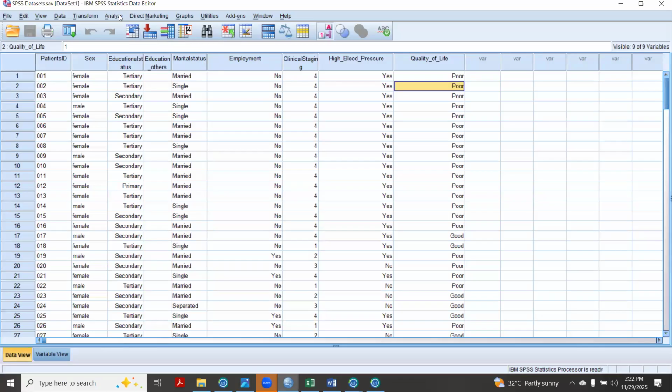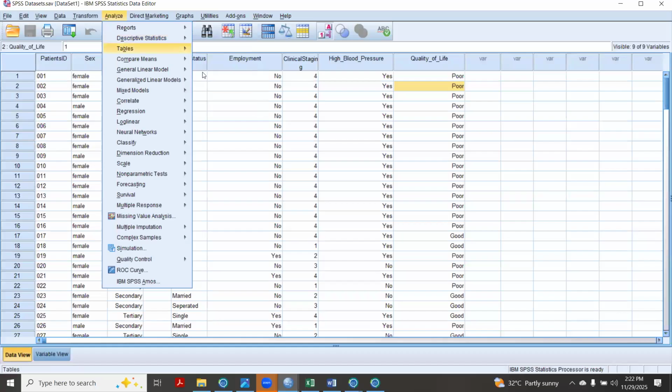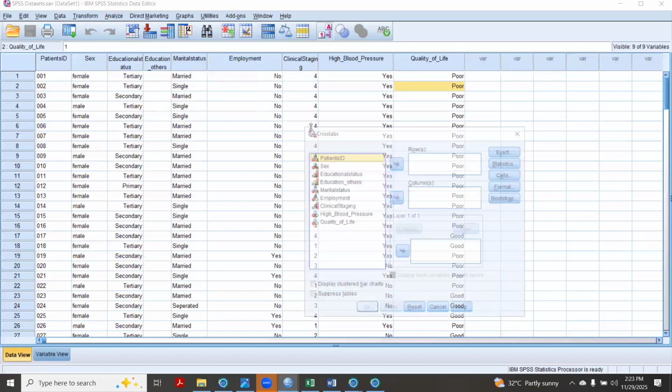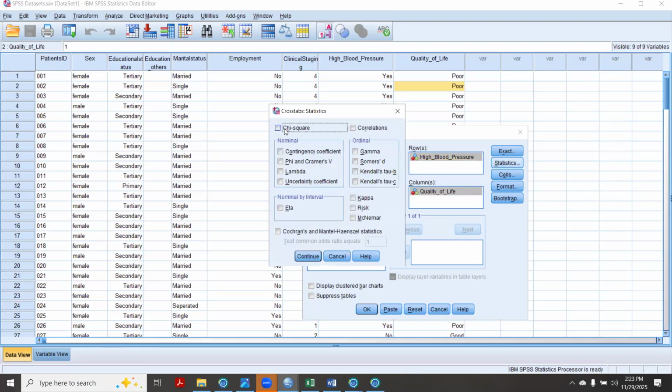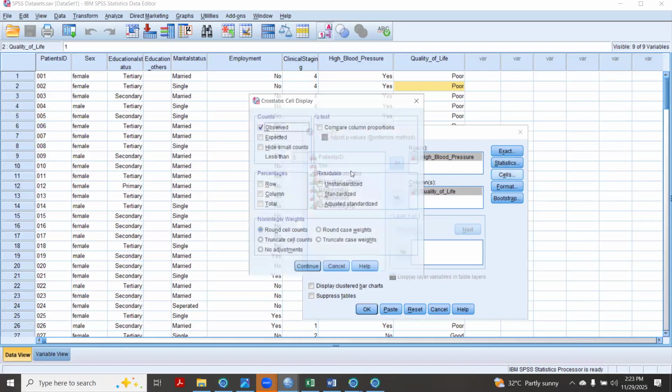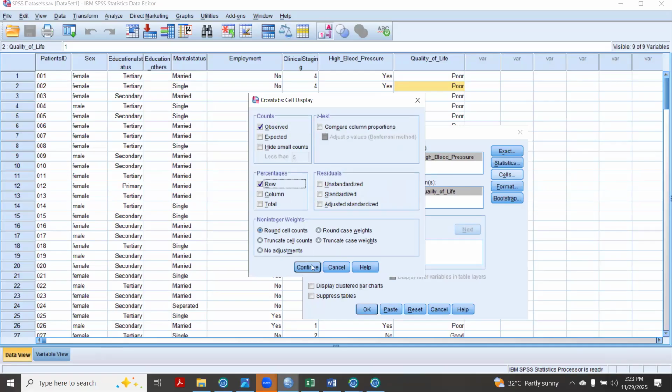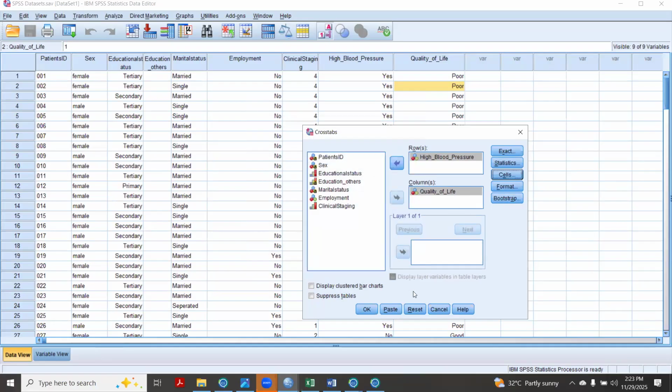In SPSS, you just go to analyze, descriptive, and cross-tabulations. Your column is the dependent variable, which is the quality of life. Then your high blood pressure is the independent variable. It goes to your rows. Then you choose your chi-square, which is the test for checking differences in proportion. After you choose your chi-square, you choose your row percentage. That's the difference. In SPSS, you can either choose row or column, but in this case, it's row. You continue, and that's it. And you say, okay.